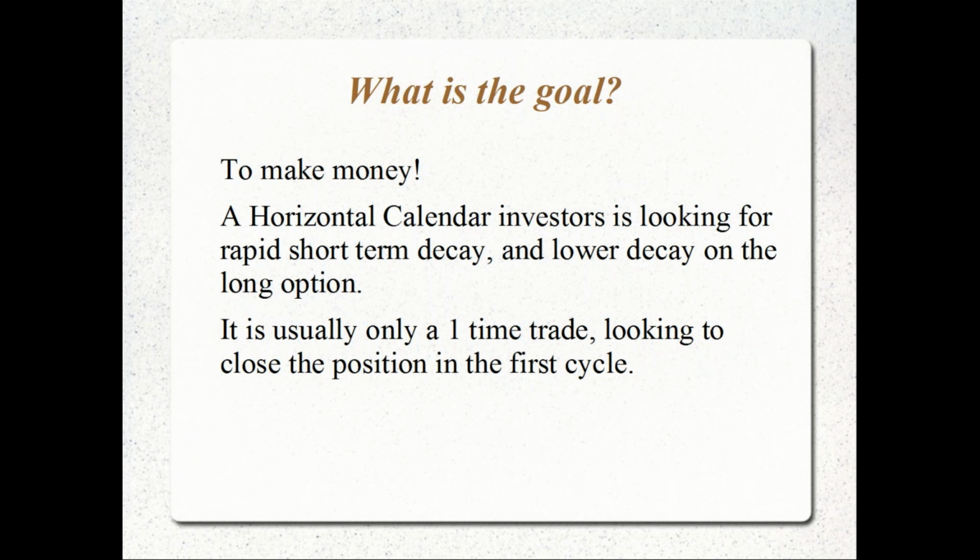Most horizontal calendar investors I talk to are using this as a one-time trade. They probably wouldn't consider rolling the position. They're looking at it as a neutral position where, in our example for Dick's Sporting Goods, DKS, they do not think it's going to be trading much above 50 or much below 50. When they get to expiration, they will most likely close out the long option and let the short expire, or buy it back for a cheaper price if it did what they want.